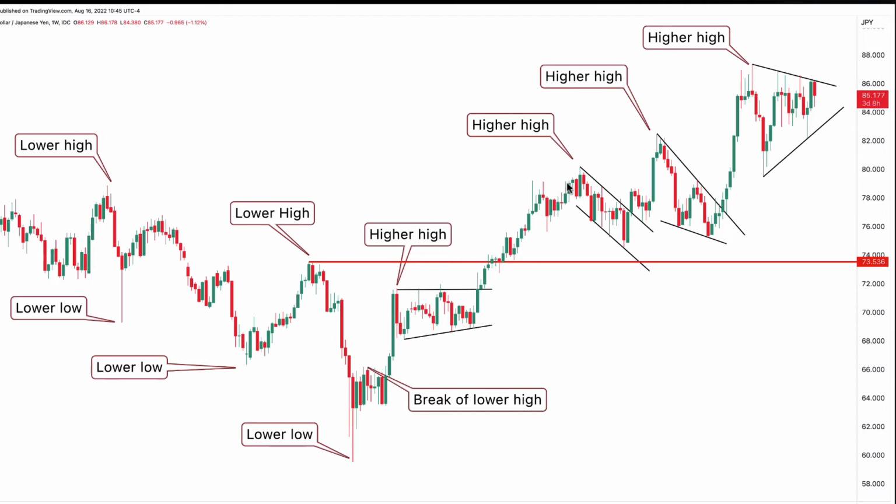Now notice how we start making higher highs, right? We have a higher high here, we have a higher high here, we have a higher high here, we have a higher high here, and we have lower highs along the way as well. So now we're in an uptrend, but we're not done yet.